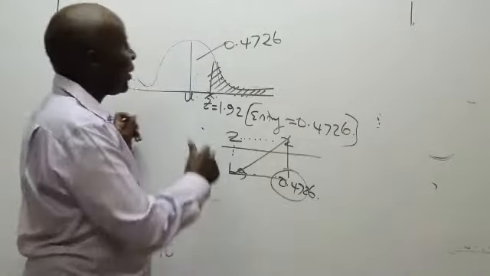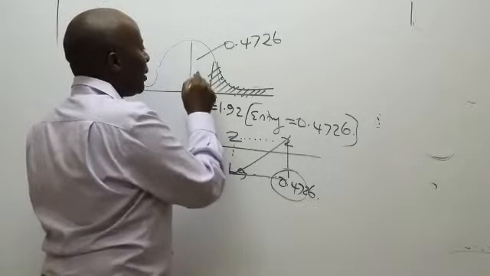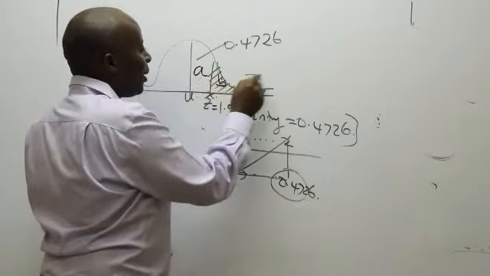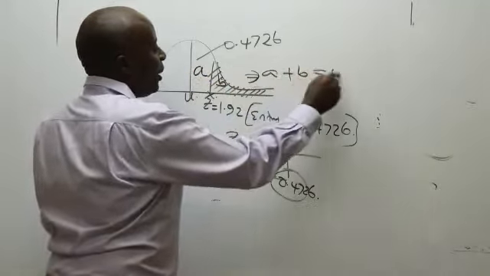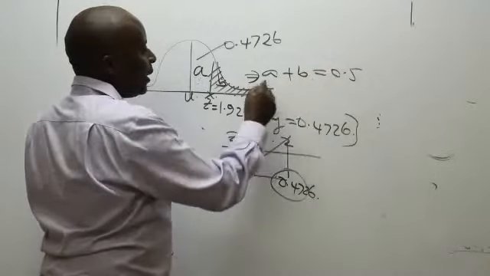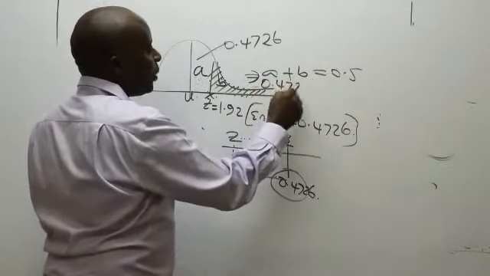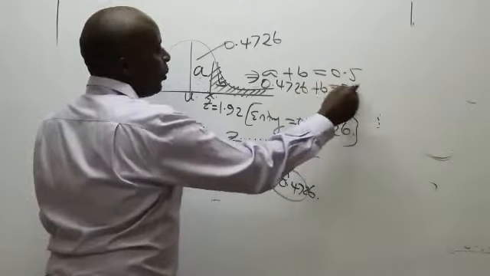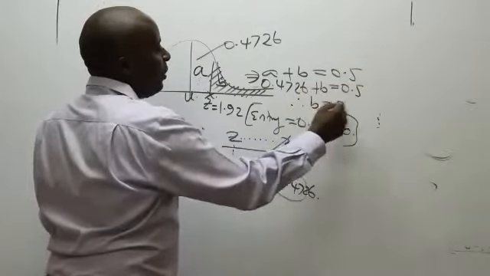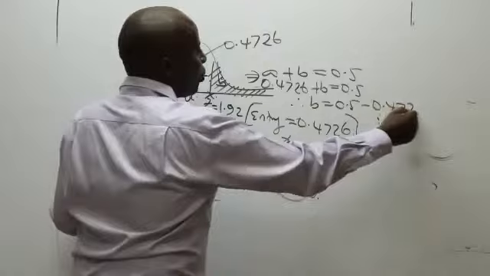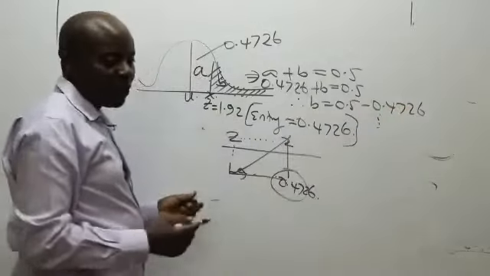So in that case, this is A and this is B. We are saying that A plus B should be equal to 0.5. And we know that A is 0.4726, so B will be 0.5 minus 0.4726, like that. And then you get your answer.